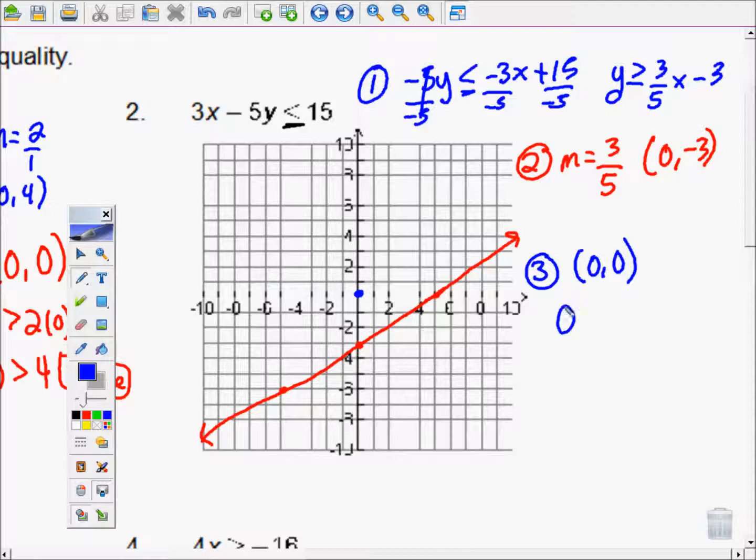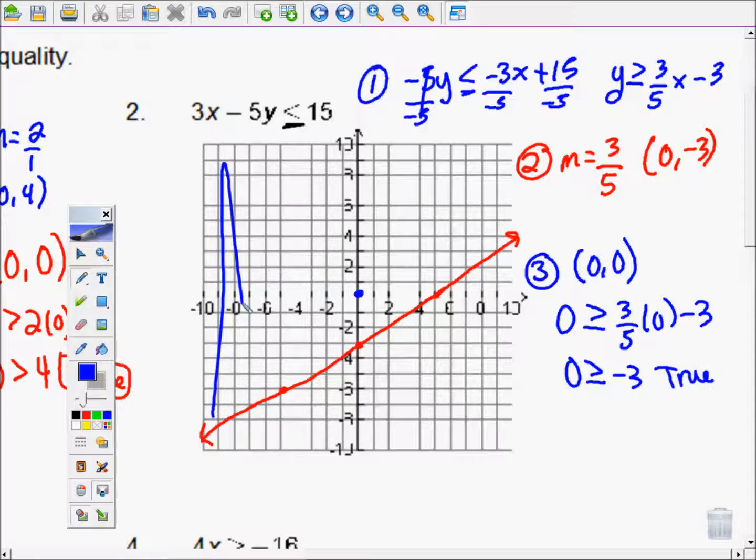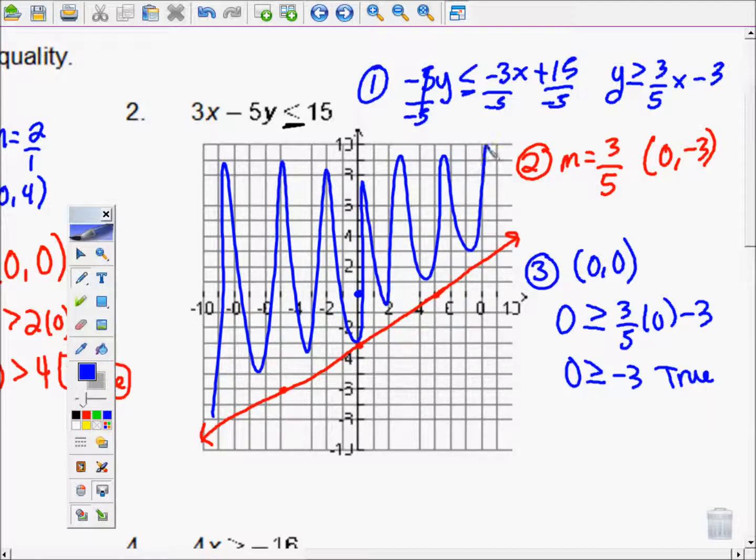So 0 is greater than or equal to 3/5 times 0 minus 3. So is 0 greater than or equal to -3? That's true, so I'm going to shade the top of my line. I thought it was going down. Oh wait, I did the wrong inequality. Are we catching on? Yes. Okay, all right.